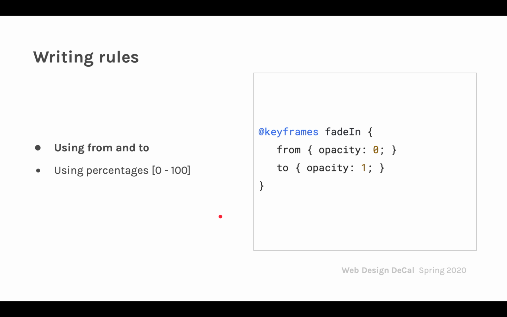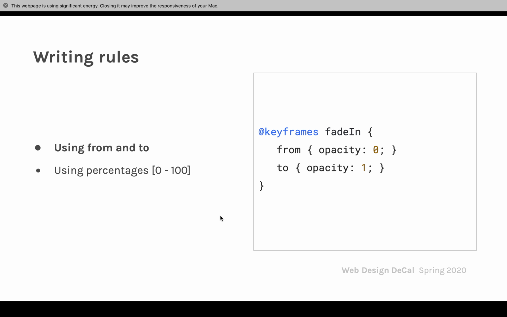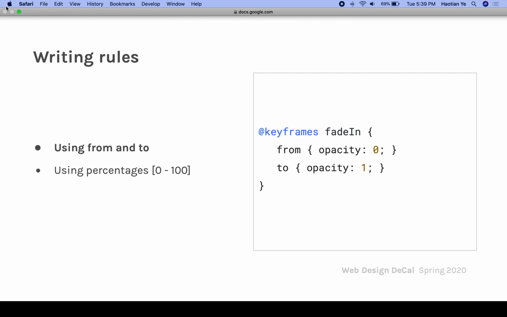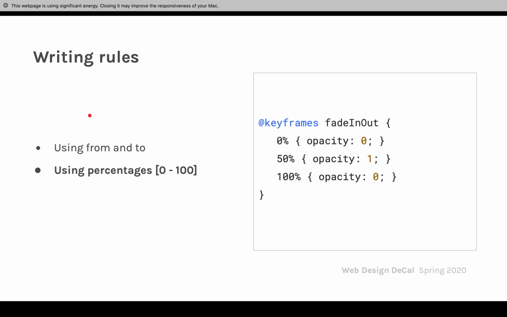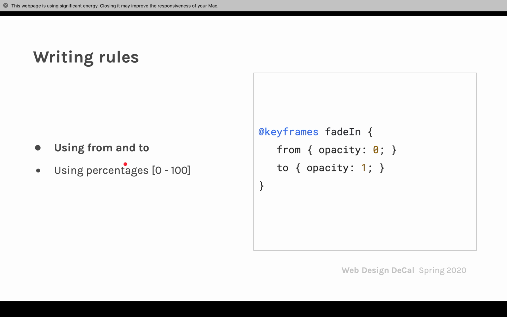So writing rules, how do we write rules? Remember I was talking about how each animation has a starting and an end state. These are stages we have to consider when talking about an animation, so this is the stuff that we have to define. There are two ways of writing rules in CSS. The first of which is from and to. That basically means from is the starting state and to is the ending state. Those are two states you can define.